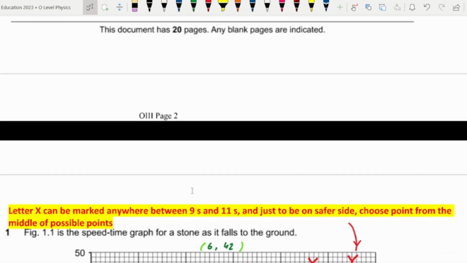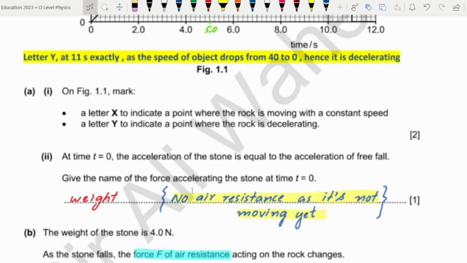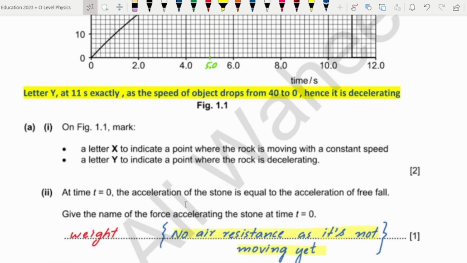So let's move on to the first question. Figure 1.1 is a speed time graph for a stone as it falls to the ground. On figure 1.1, mark a letter X to indicate a point where the rock is moving with a constant speed. So on the graph where there is a constant speed, you have to mark a point and label it with the letter X. And for the next one, a letter Y to indicate a point where the rock is decelerating.